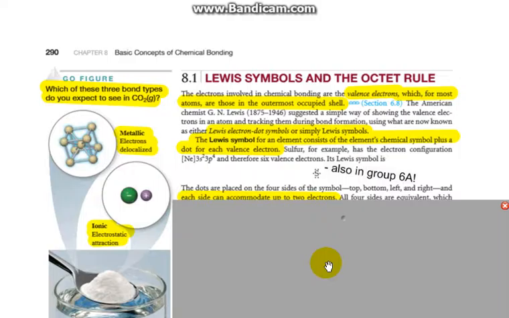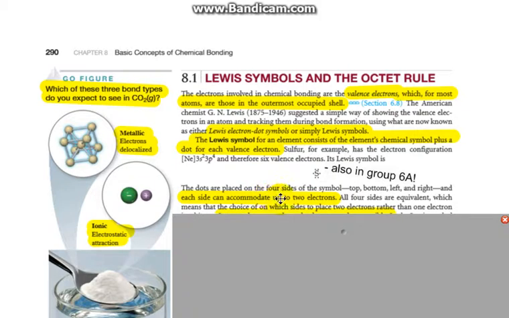So the group number for the representative groups, that are 1A through 8A, just simply look at the group number, and that's equivalent to the number of valence electrons it has. So relatively easy. The dots are placed on 4 sides of the symbol, top, bottom, left, and right, and each side can accommodate up to 2 electrons.